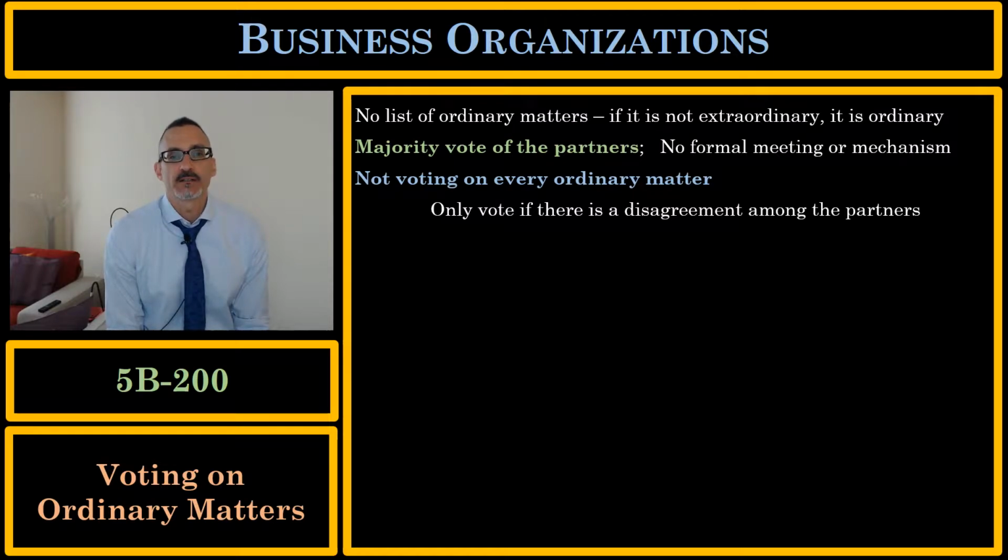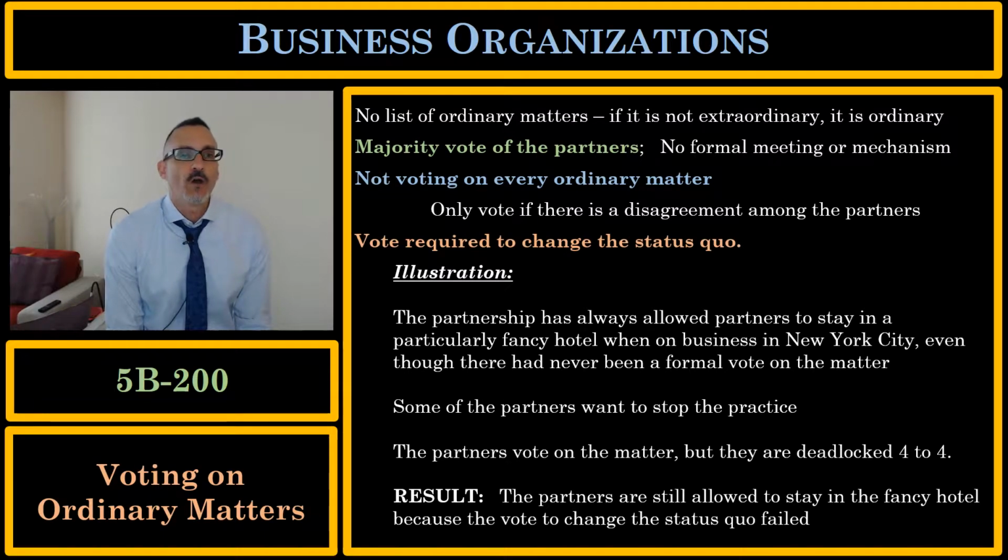Here's an interesting aspect of voting on ordinary matters. The partners will not be voting on every ordinary matter. As a matter of practice, we couldn't vote on every ordinary matter. If we voted on every ordinary matter, the business of the partnership would grind to a halt. So we will only really be voting on ordinary matters where there is a disagreement among the partners. We also need a vote for an ordinary matter that would change the status quo, right?